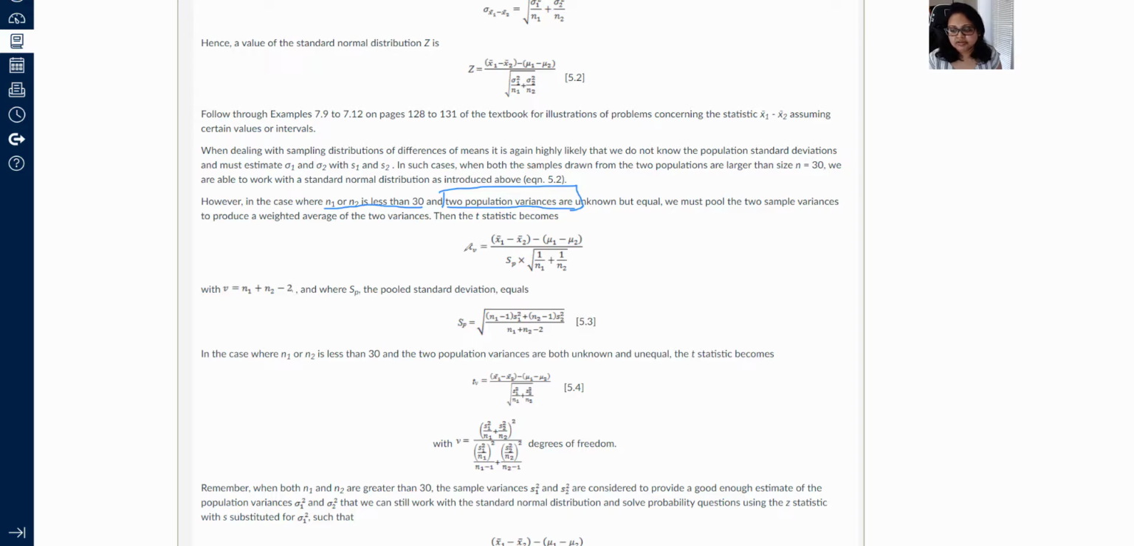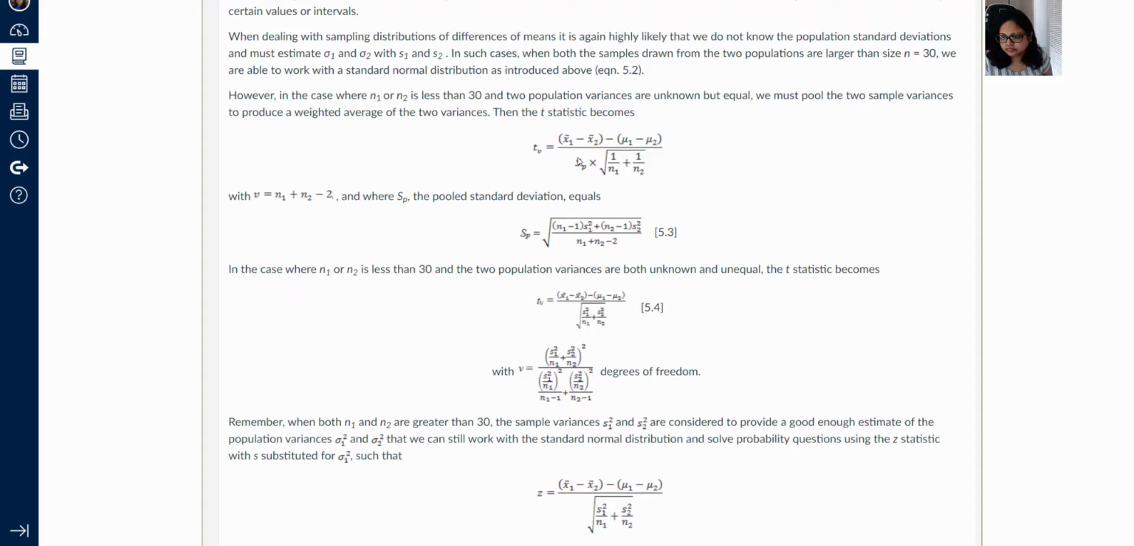The T distribution is similar to what we have seen in the Z distribution. You can see the numerator is the same. Only in the denominator we use a pooled standard deviation. You can find the pooled standard deviation using the sample variances and the sample sizes.